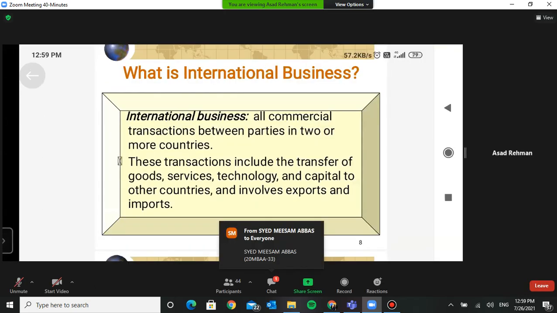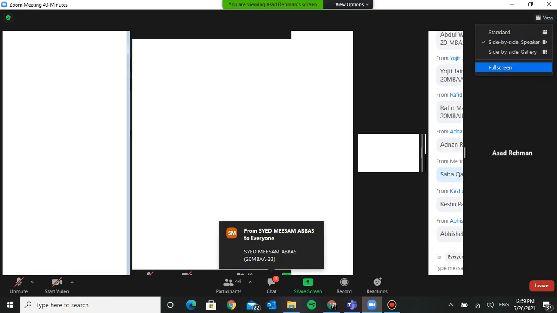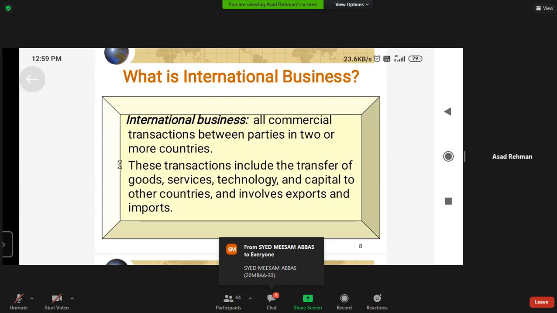We cannot try to isolate a concept into the boundaries of a definition. Still, some efforts are made. Some important things which you will notice here in the slide that is being shared.